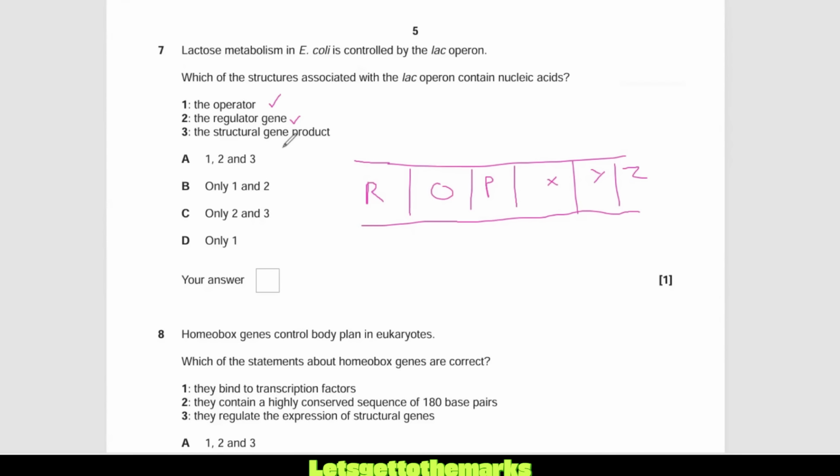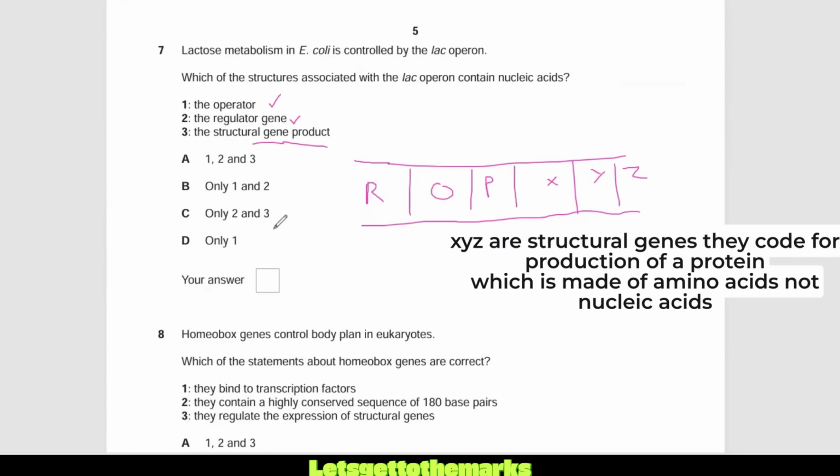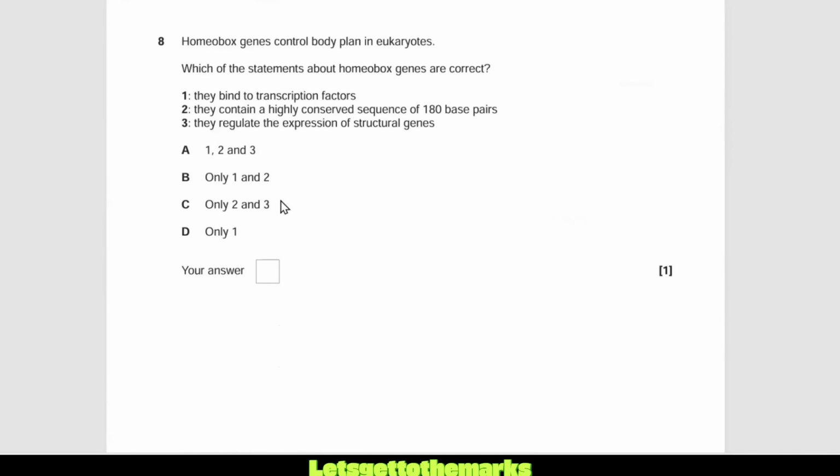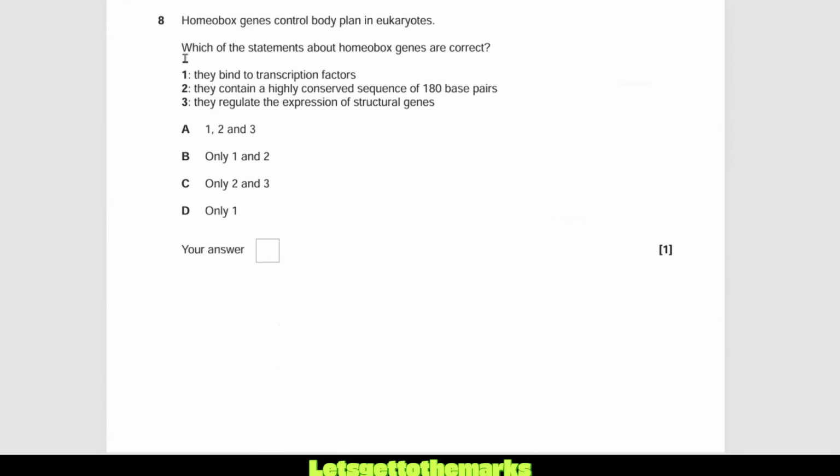The structural gene product, what is the product of a gene? It's a protein, and proteins are made of amino acids, not nucleic acids. So we're getting rid of 3. 3 is wrong, so we're going to go 1 and 2 only. The answer is B. I don't think I explained that very well, but there we go. Essentially, 3 is a protein because it's a product of a gene, so it's not going to be made of nucleic acids. The others are all found on the DNA.